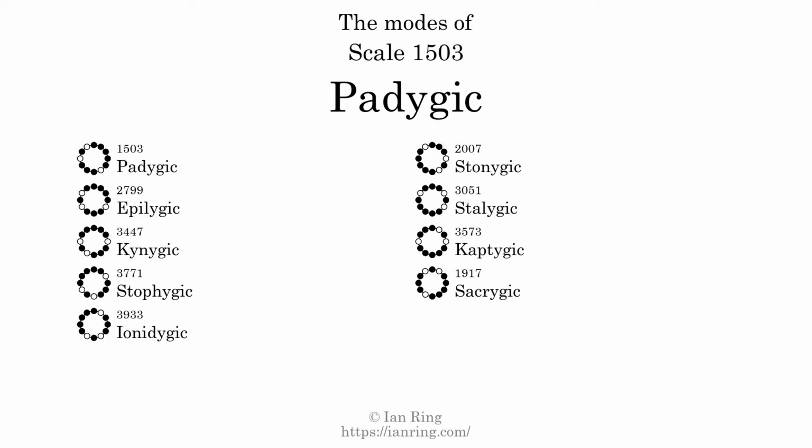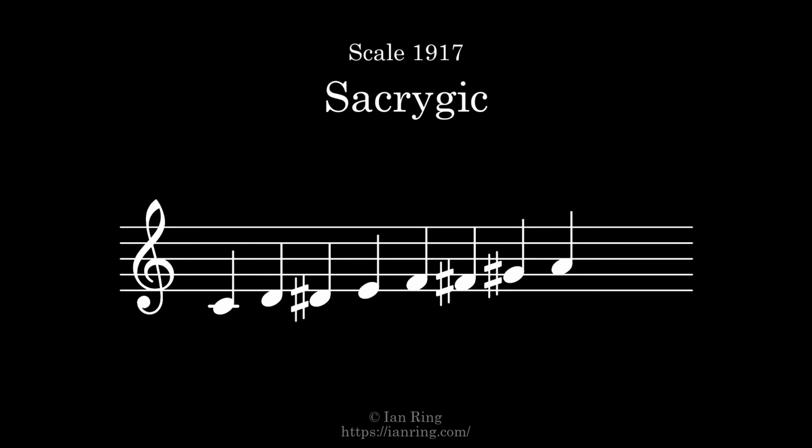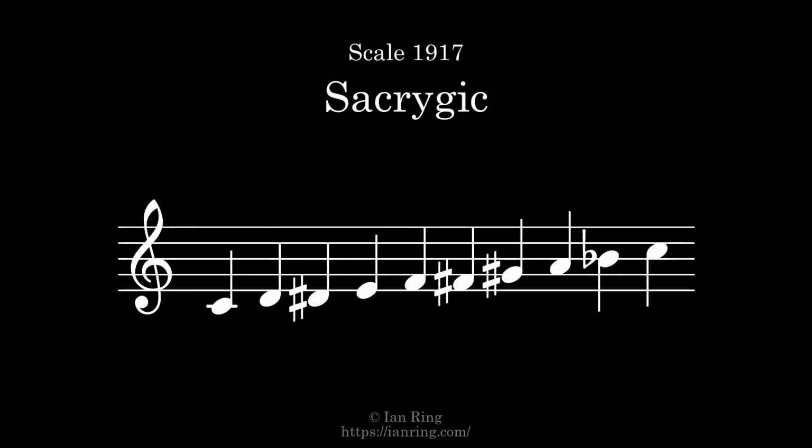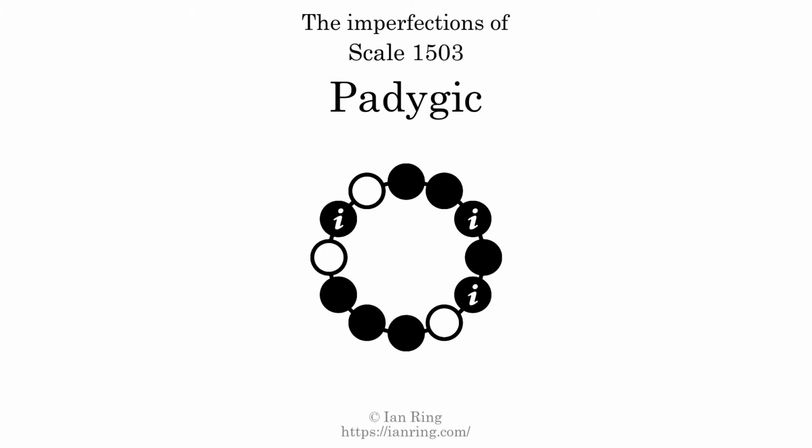The ninth and last mode is scale 1917, also known as Padygic. It sounds like this. Imperfections are tones that have no tone a perfect fifth interval above them. This scale has 3 imperfections. They are at positions here, here, and here.